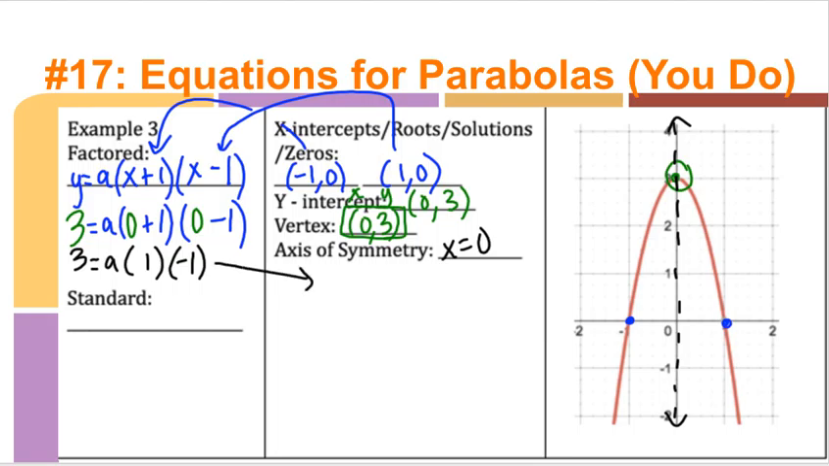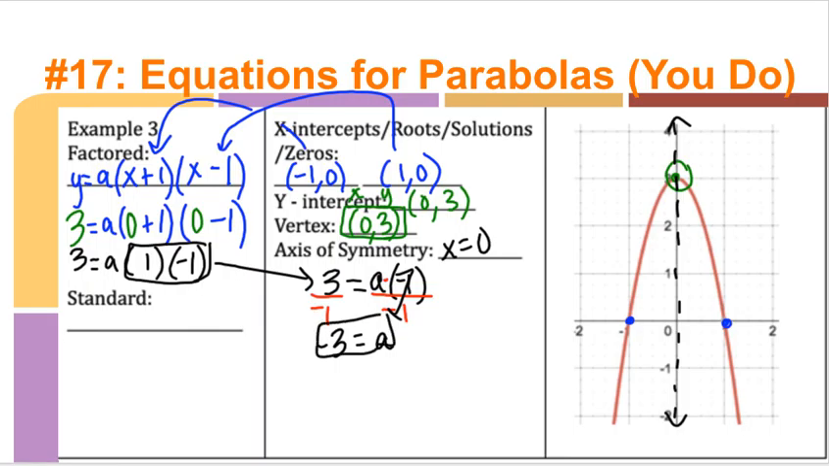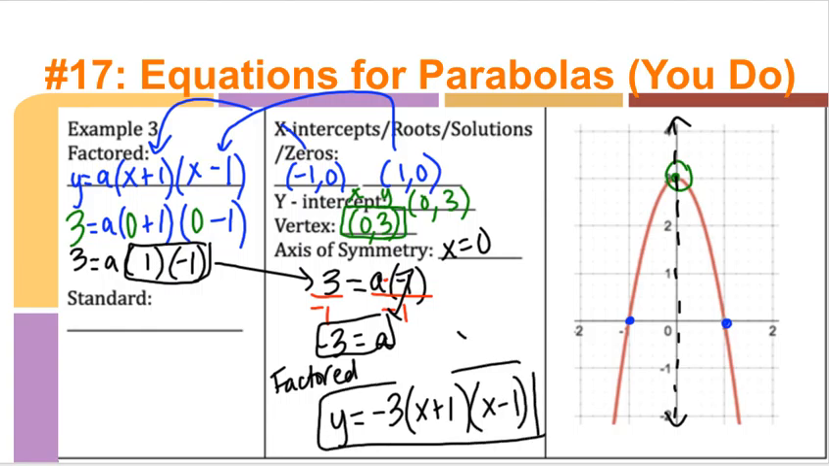I'm going to continue my work over here. So 3 is equal to a multiplied by, if I multiply 1 and −1, that gives me −1. So again, if we think back to the first semester, this is being multiplied. The inverse operation is division. So you divide by −1. So a is equal to −3. So my factored form is y is equal to −3 multiplied by (x + 1) multiplied by (x − 1). That's my factored form equation.